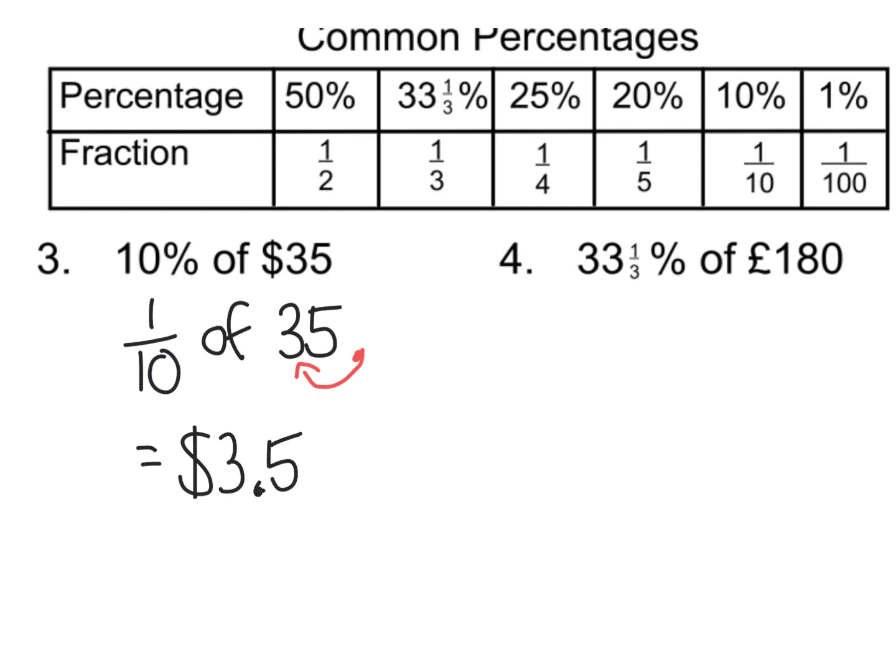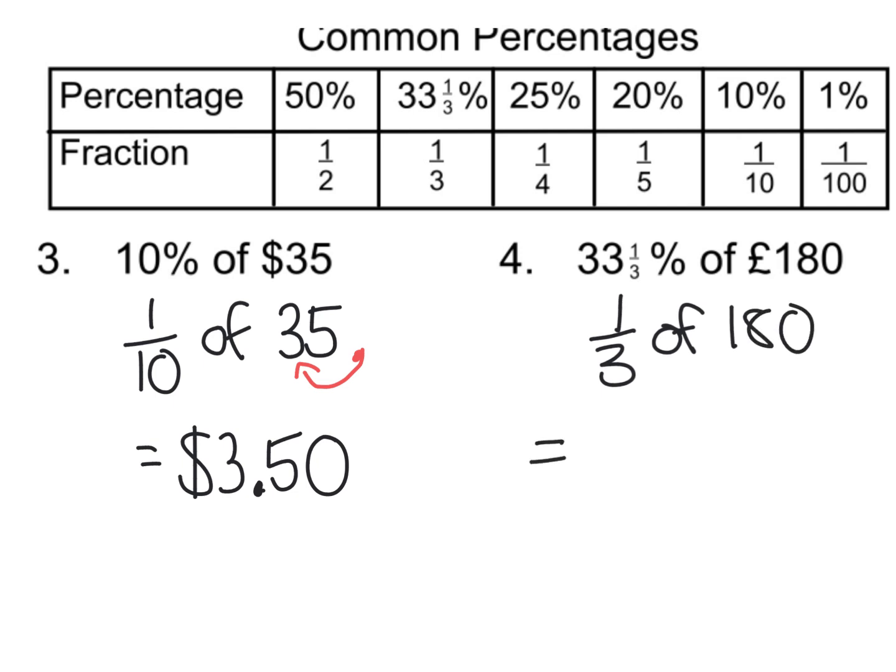$3.5. But remember, money always needs 2 decimal places, so we need to stick a 0 on. So 10% is moving that hidden decimal point in one place, making it $3.50. Right, 33 1/3% is 1/3 of 180.